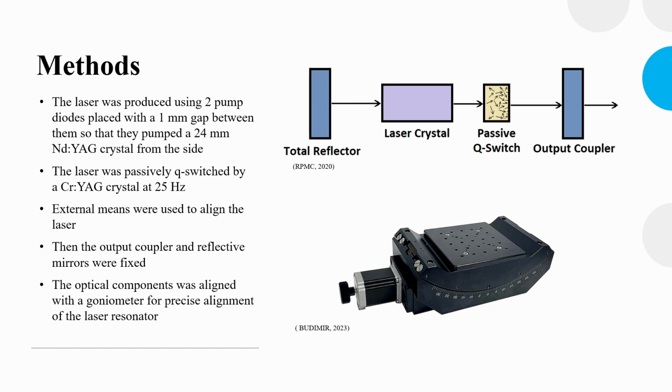The output coupler and mirrors were fixed to align the laser. Then, the optical components were soldered to a goniometer for precise alignment of the laser resonator. The first image at the top of the page shows the process that was just described to produce the laser output. The image below shows what a goniometer looks like. A micrometer is used to adjust the degree of rotation with a small angular range, which is the knob on the left side of the image.